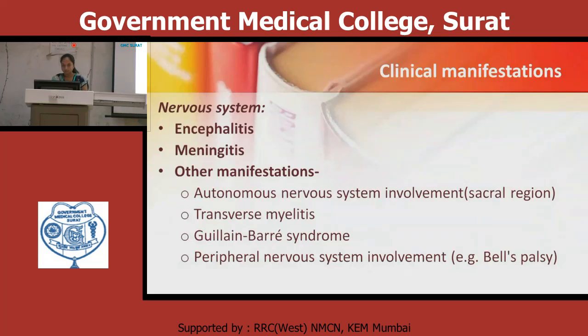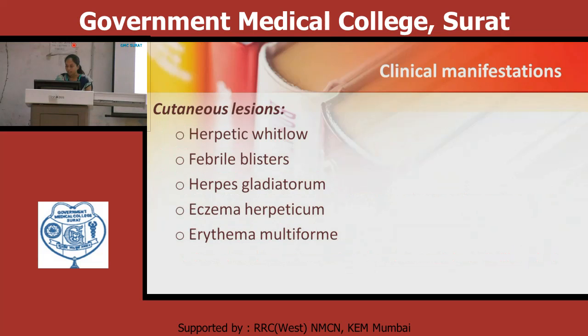In the nervous system, it causes encephalitis, meningitis, and other manifestations are autonomic nervous system involvement in sacral ganglia, transverse myelitis, Guillain-Barré syndrome, and peripheral nervous system involvement causing Bell's palsy. Cutaneous lesions: herpes whitlow, febrile blister, herpes gladiatorum, eczema herpeticum, and erythema multiforme.